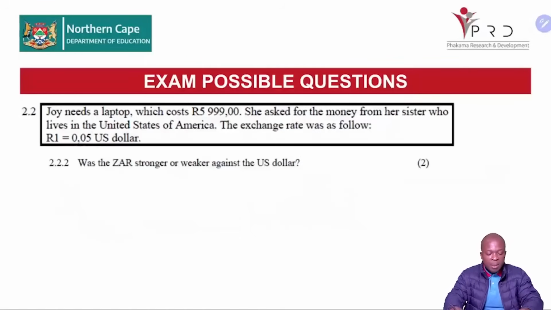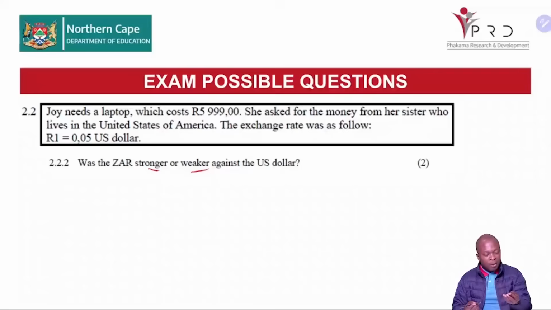So let's look at the second question. They are now asking us, was the ZAR stronger or weaker? So how do you know a currency is stronger or weaker? If a currency is stronger, it means you need less of that currency, but you are able to get more of the other one. However, if you use more of your currency to get less of the other currency, it means your currency is weak.